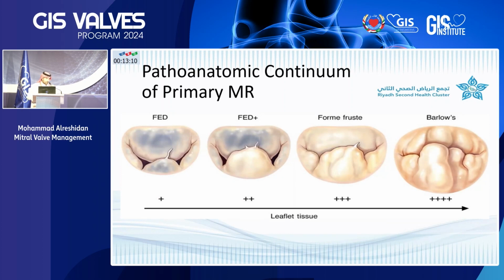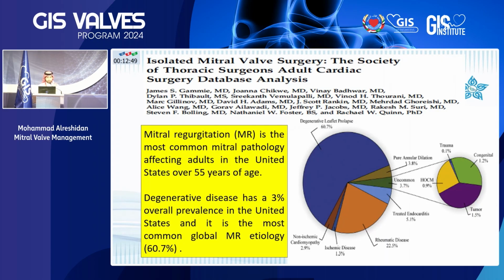And there is a pathologic continuum of degenerative mitral valve. You could have what we call FED, which is fibroelastic deficiency. This can be only a chordal rupture, or you could have the full posterior leaflet rupture, or you could have what we call forme fruste, which involves the whole posterior leaflet, and it goes to the very complex, which is Barlow's disease. If you look at the STS database, you can find that mitral regurgitation is the most common mitral pathology affecting adults, and degenerative disease affects 3% of the population.